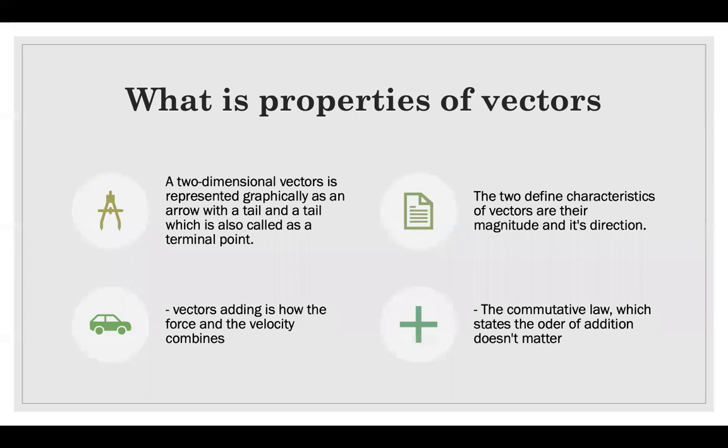An arrow has a head and a tail, and the head is also called the terminal point. An arrow also has a magnitude and a direction. Even though you add them up, you will get the force and velocity. And for the commutative law, which is stated by the addition of vectors, it means even if you add the vectors in a different order, it doesn't matter. We'll see this in the next few slides.